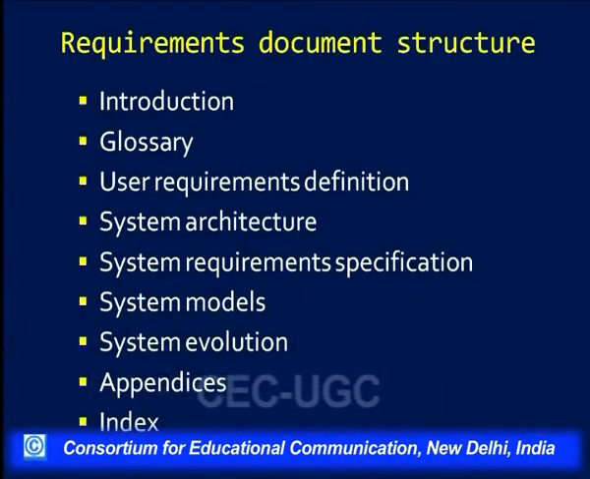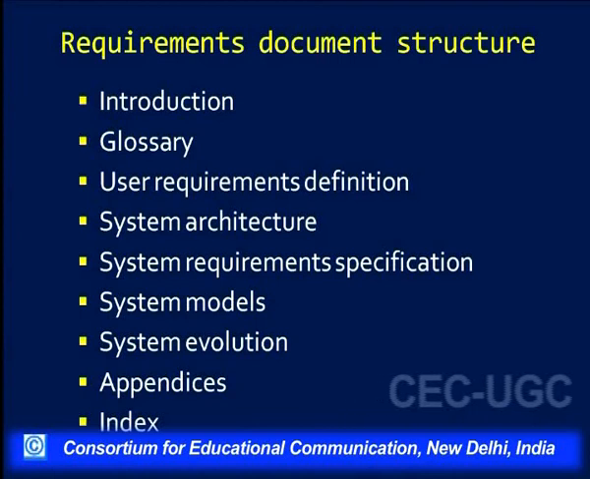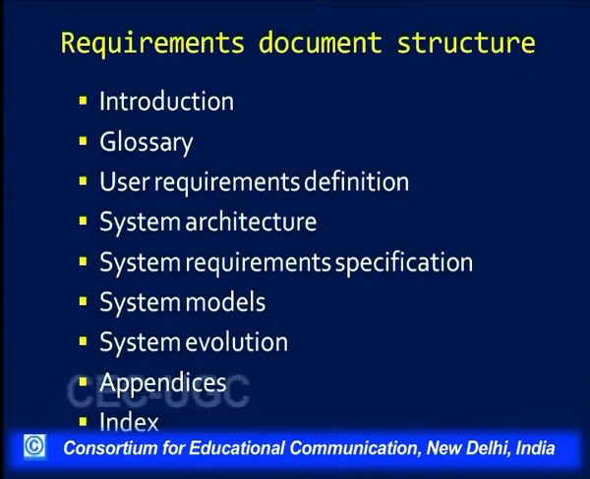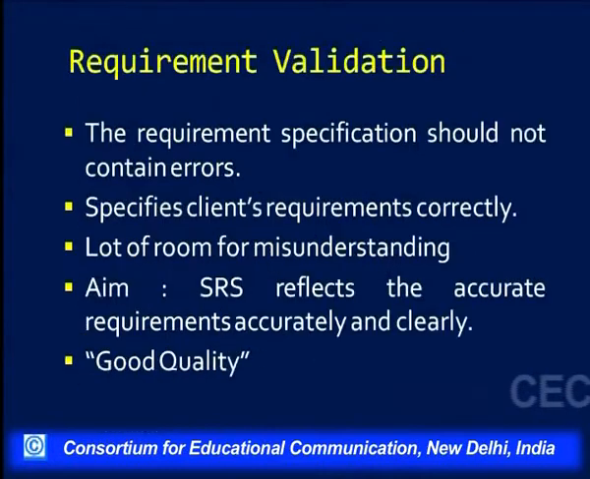So basically the structure that we just saw will have the requirement definition, it will talk about the architecture of the system, then the requirement specification in detail, then a layout of the system models, how the system will evolve, and the appendices and the index. So this is the structure of a typical software requirement specification document used as per the IEEE standards. Once the requirements have been specified, the next very important step is validation.